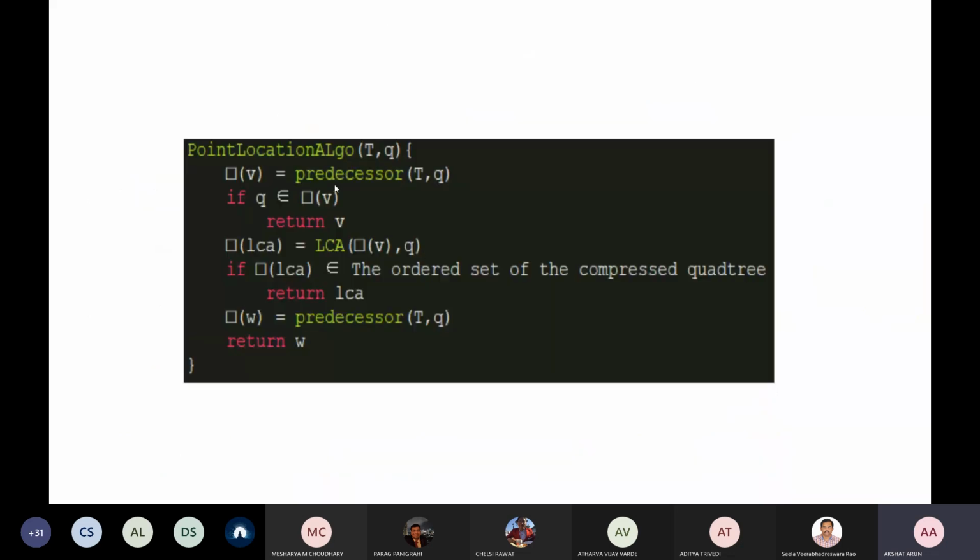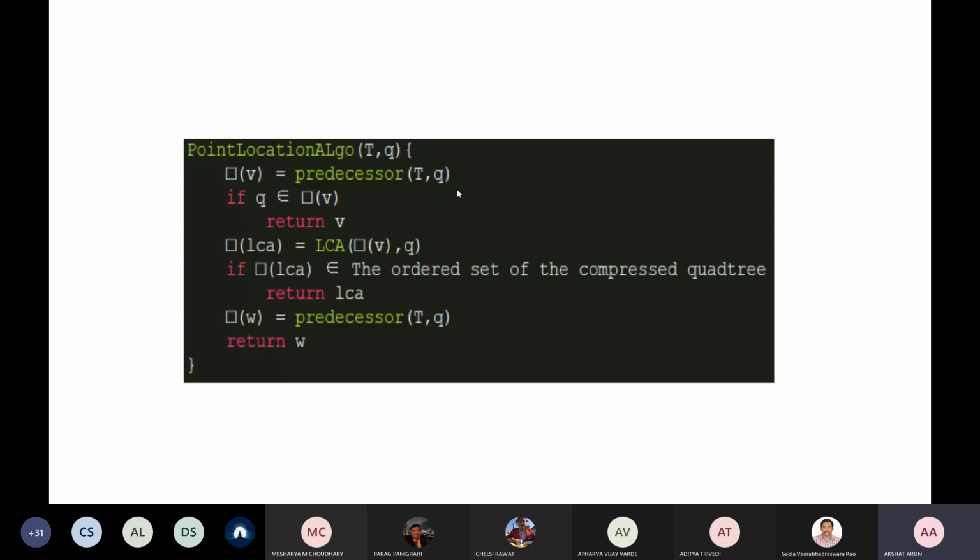Point location algo is the name of the function. It takes two parameters, the quadtree T and the query point Q. We first calculate the predecessor of Q in the Q ordered set of T. This can be done in log n time using binary search. So we get V. If Q completely lies in square V, then we simply return V. If it does not, then that means Q is not a part of V, so we compute the LCA of V and Q.